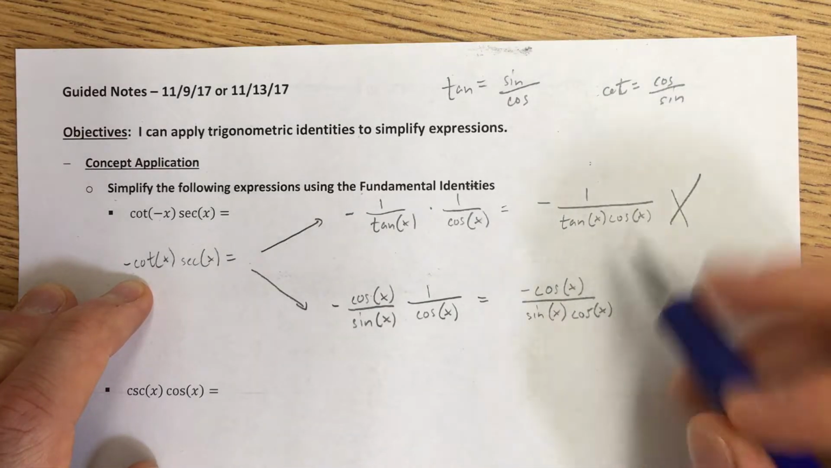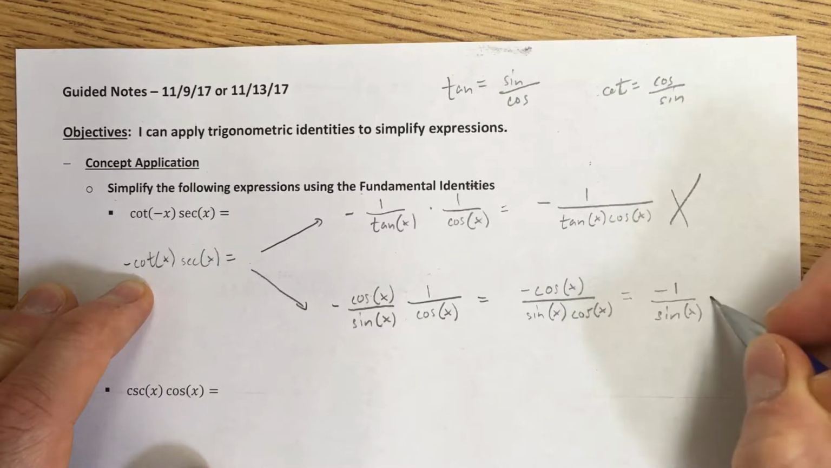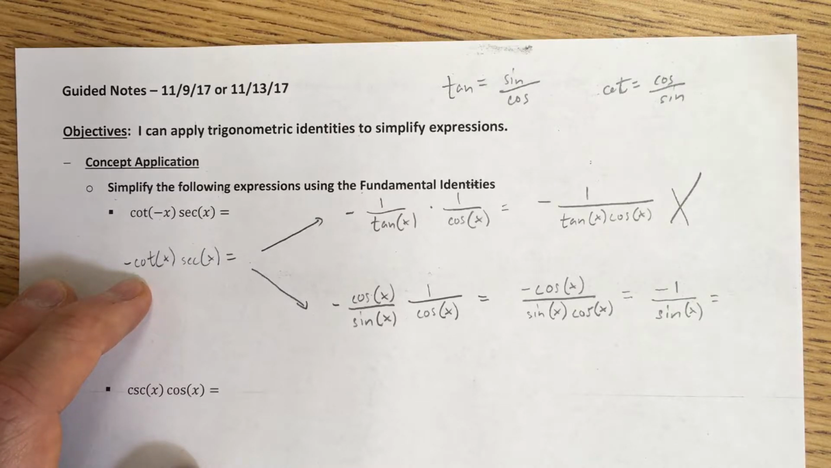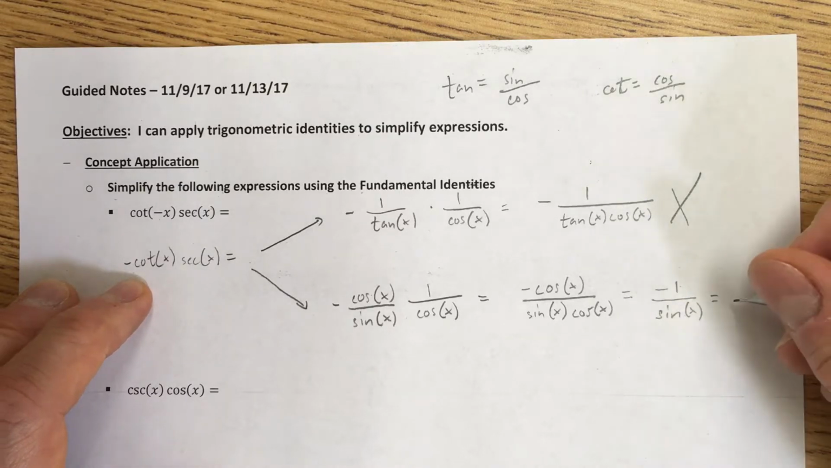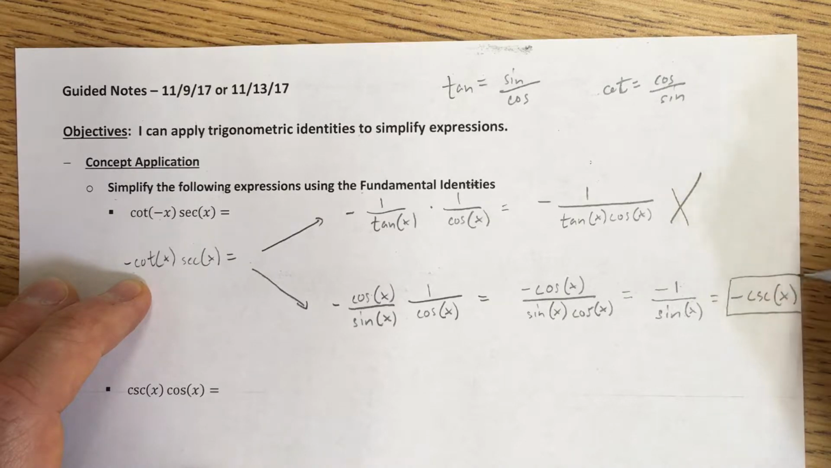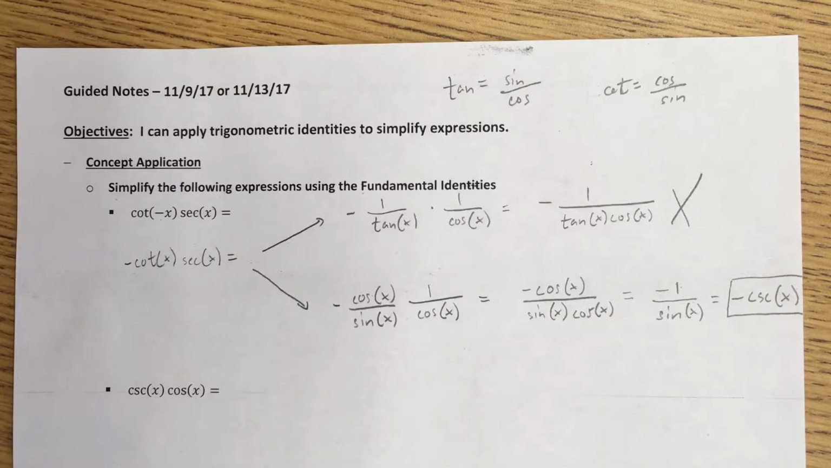The cosines now would divide out. We would be left with negative 1 over sine x. However, we can look at the reciprocal identities and see that 1 over sine x is cosecant x. And so because 1 over sine x is cosecant x, with that negative, this becomes negative cosecant of x. And so we've simplified it down to just one singular trigonometric function using the identities.